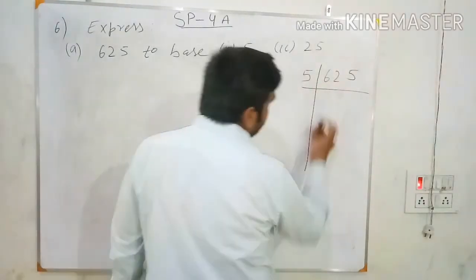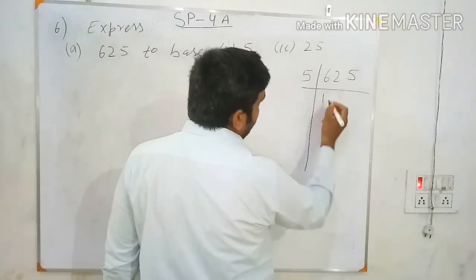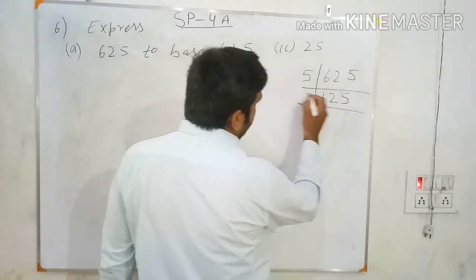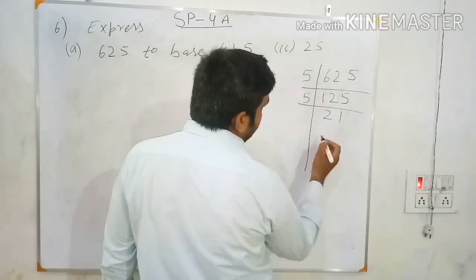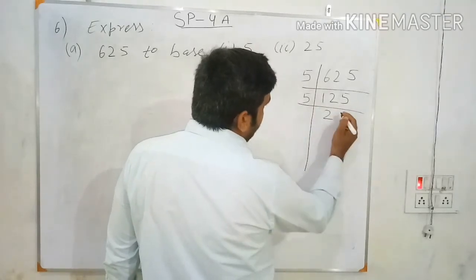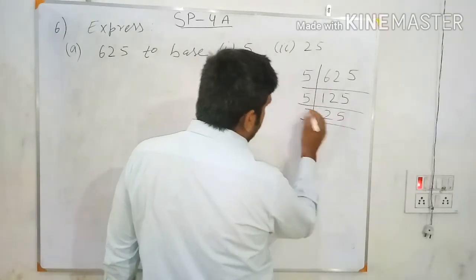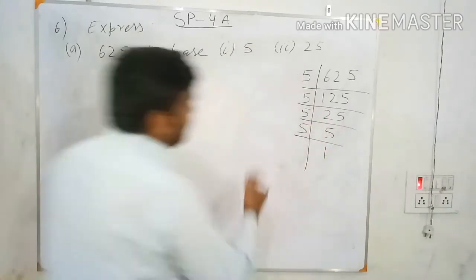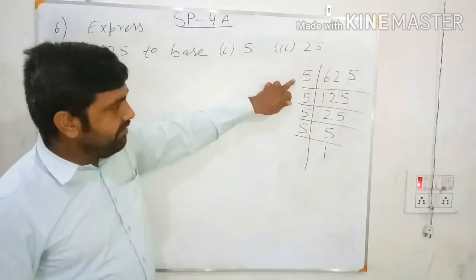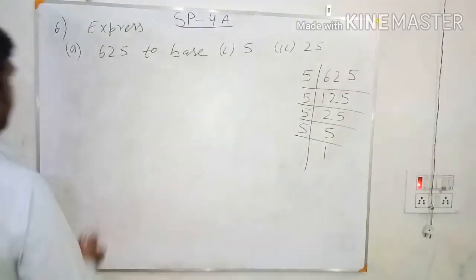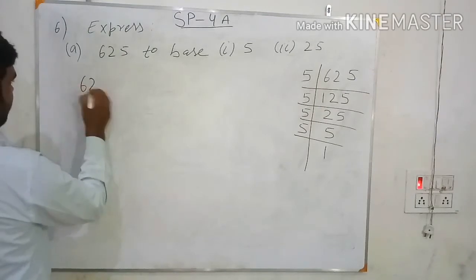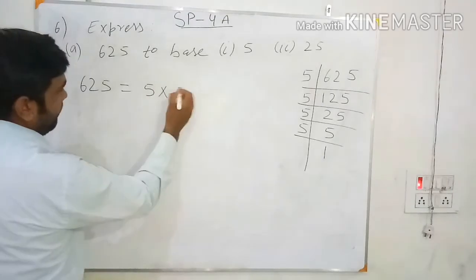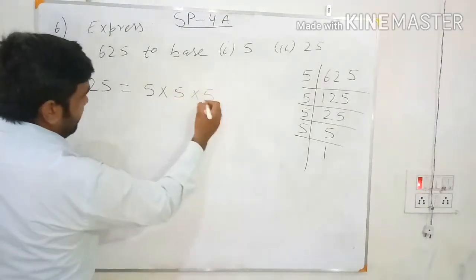So how many times will it go? See here: 5 ones are 5, 5 twos are 10, 5 fives are 25. Again 5 twos are 10 and 5 fives are 25. Again 5 fives are 25. Again 5 ones are 5. So what did you get? The prime factors 5, 5, 5, 5, four 5s we have got here. So 625 can be written in the repeated multiplication form as 5 multiply 5 multiply 5 multiply 5.